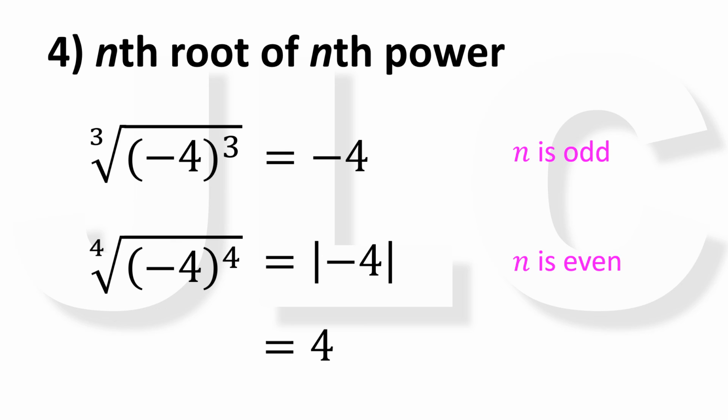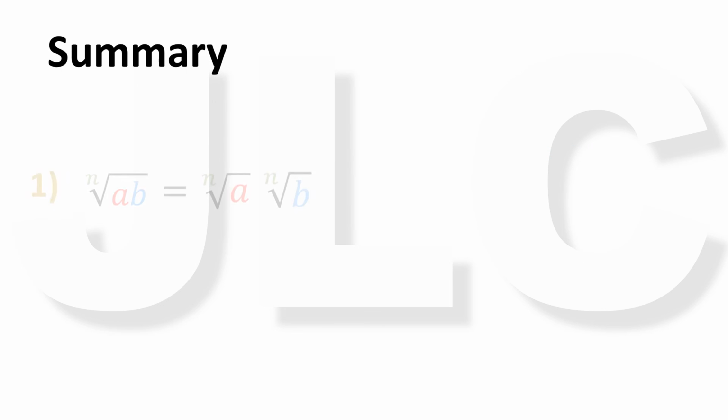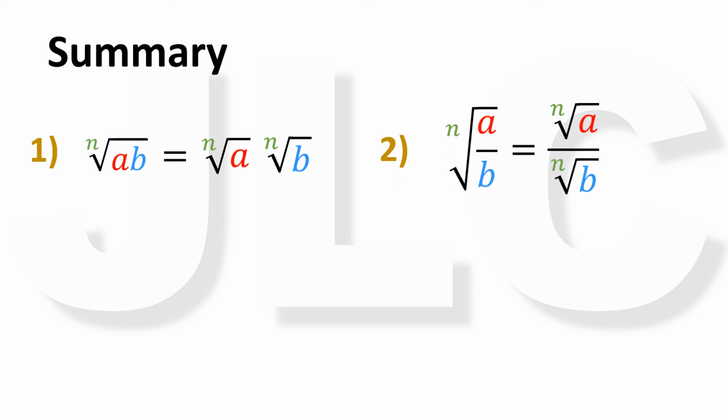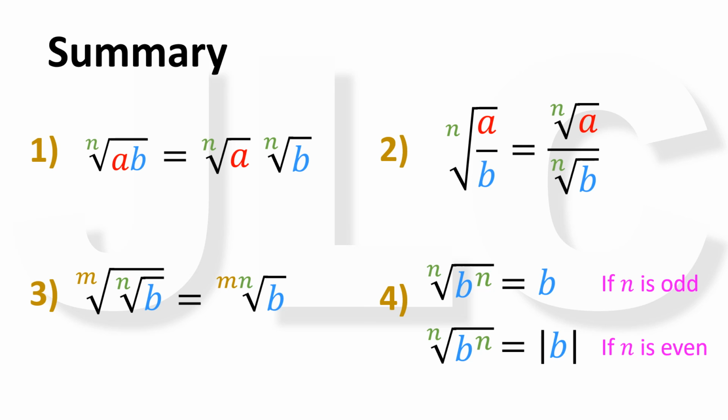Now let us summarize these four basic properties of nth roots. The nth root of a product equals the product of the nth roots. The nth root of a quotient equals the quotient of the nth roots. The mth root of an nth root of a number equals the m times nth root of the number. The nth root of a number to the n equals the number if n is odd, and is equal to the absolute value of the number if n is even. So these are the basic properties of nth roots.